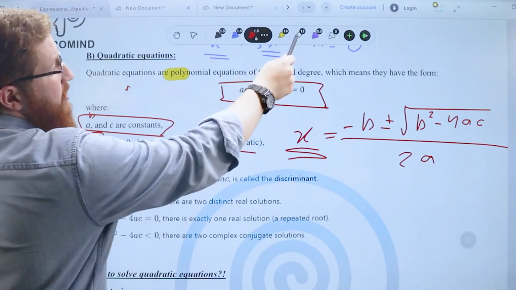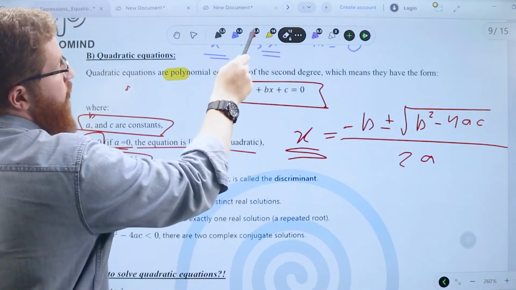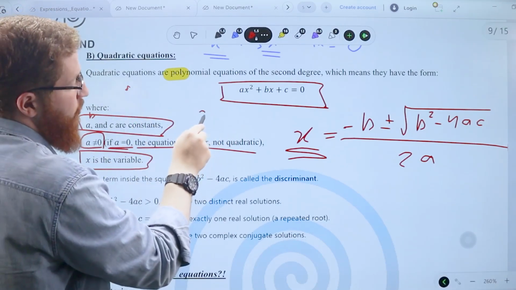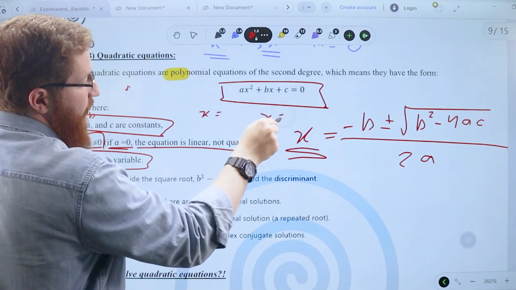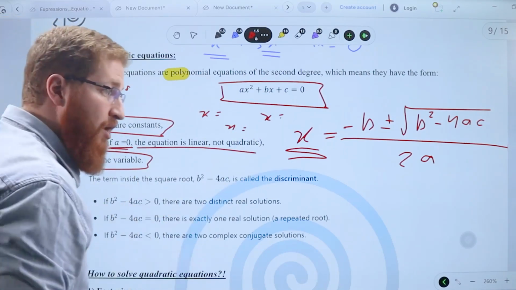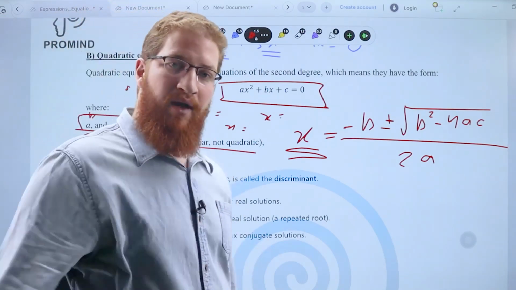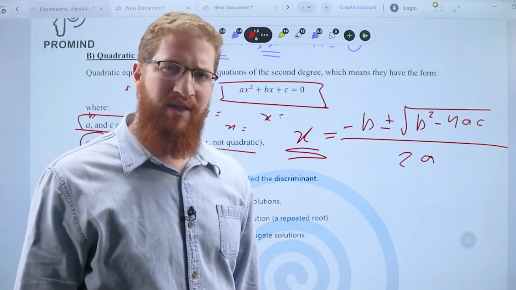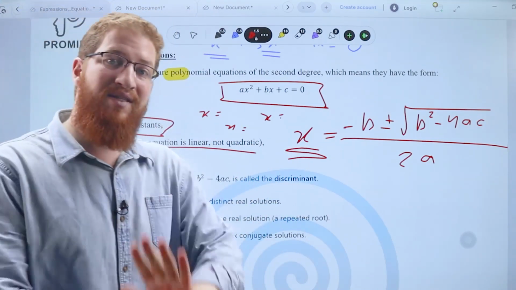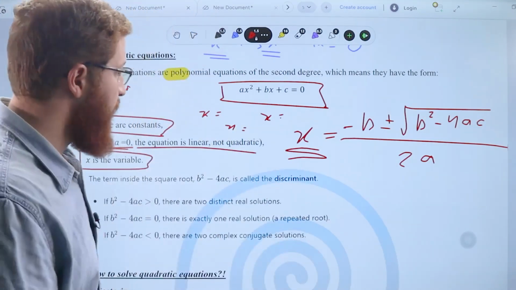Quadratic equations don't always have only a single solution. Sometimes we have two solutions, sometimes two values of x. Other times we have only a single value of x. And sometimes, as with the linear equation that doesn't have any solution, quadratic equations also sometimes don't have any solution.